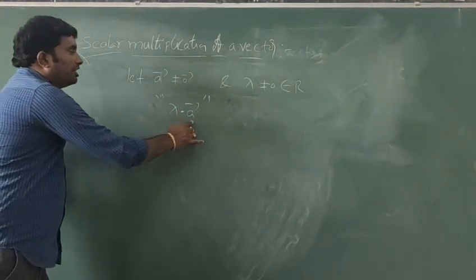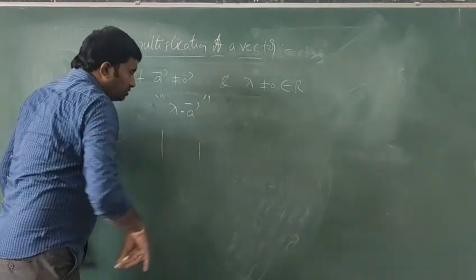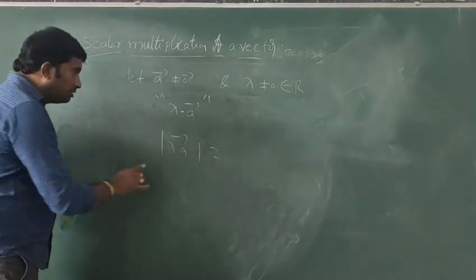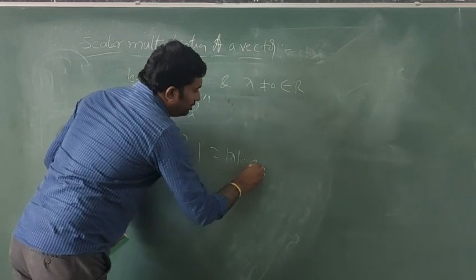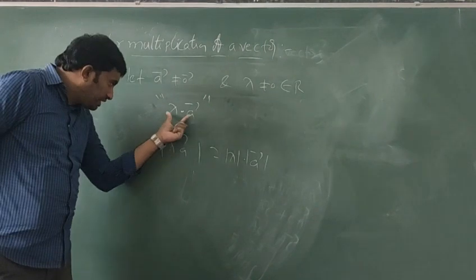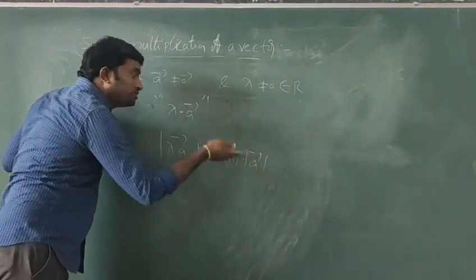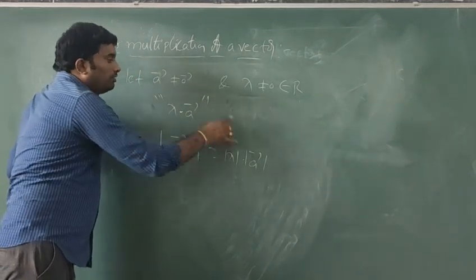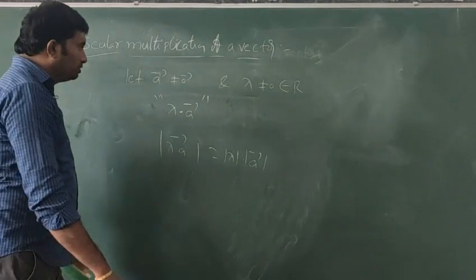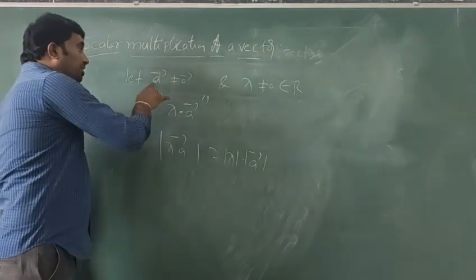That means lambda A bar is also a vector. So what is the magnitude of this vector? Mod lambda A bar is mod lambda times the magnitude of the given vector A bar. And one more very important thing: what is the direction of this vector? We are saying that lambda into A bar is also a vector, and A bar will be the given vector.